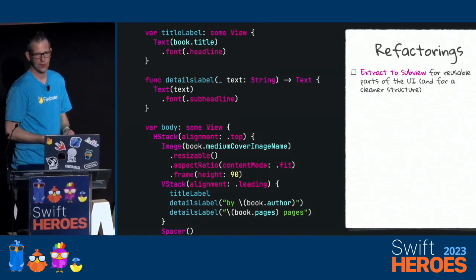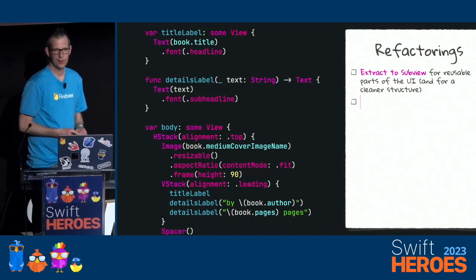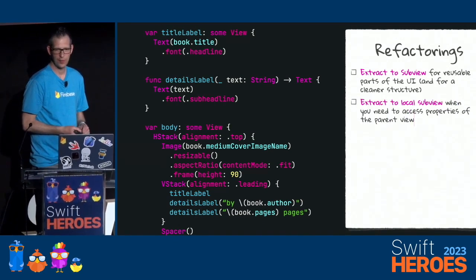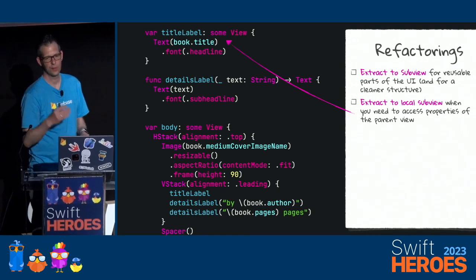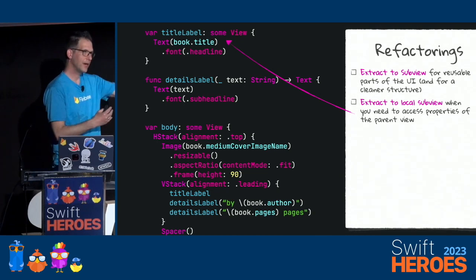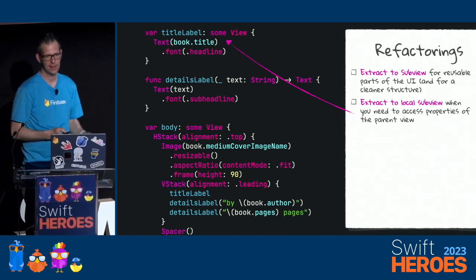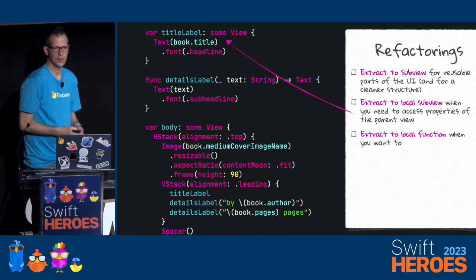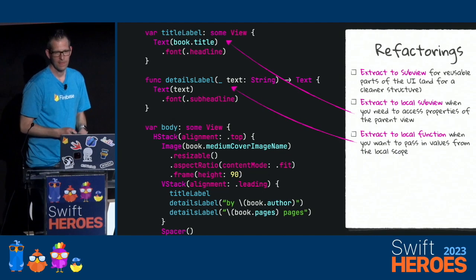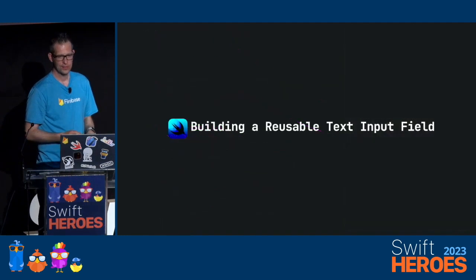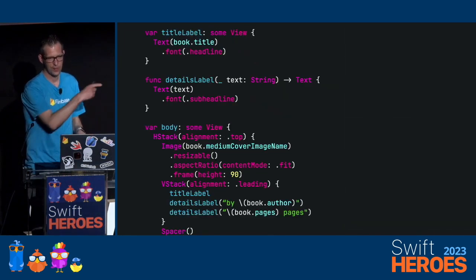So we used the extract to subview refactoring. We used the extract to local subview refactoring. I recommend using this whenever you want to access a property of the parent view, like we did for the title label. And then we used the extract to local function refactoring manually for the details labels.